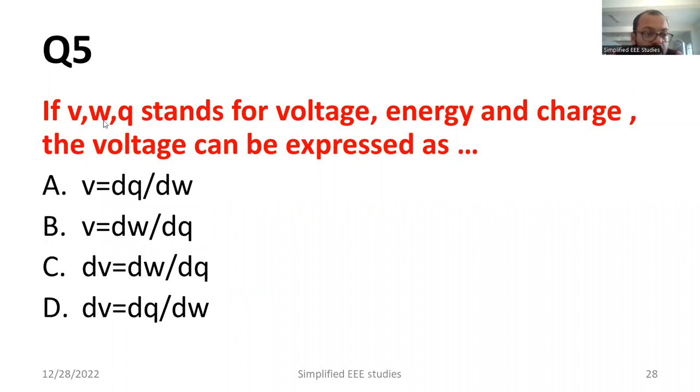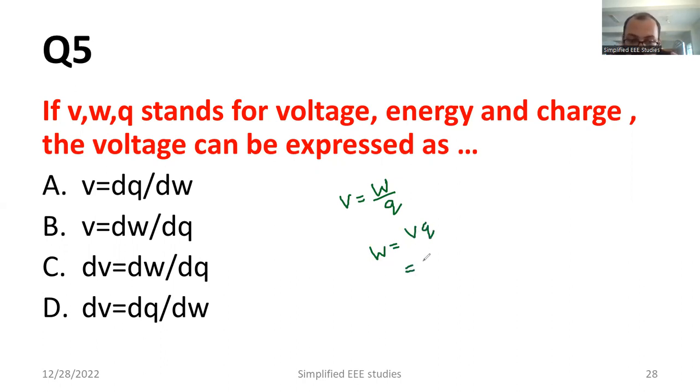If V, W, Q stand for voltage, energy, and charge, the voltage can be expressed as: V is equal to W by Q, where W is known as work done or energy, Q is the charge, V is the voltage. Or we can write W is equal to V into Q. Okay, this is also possible.